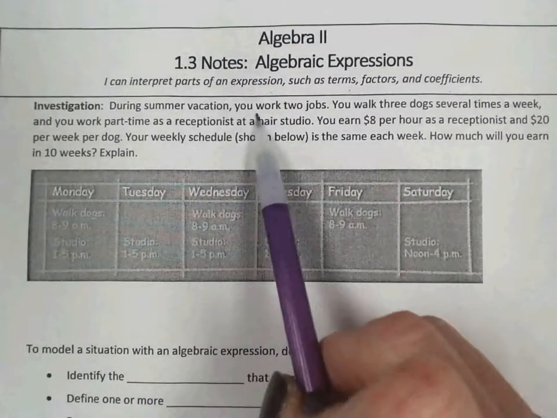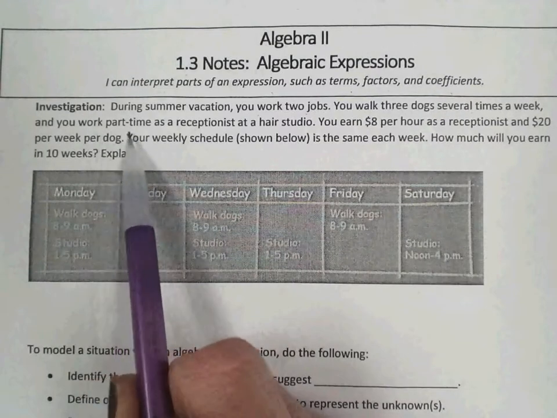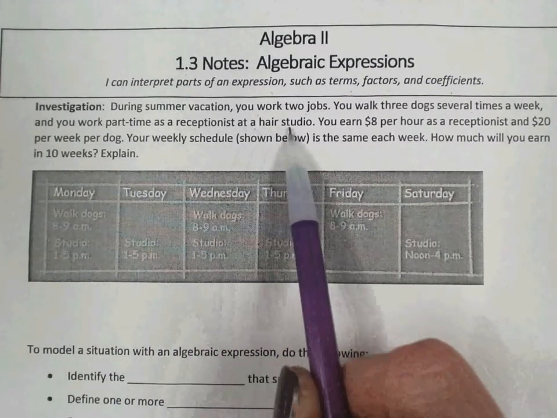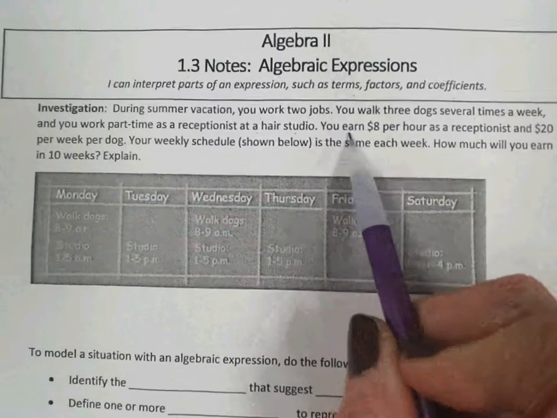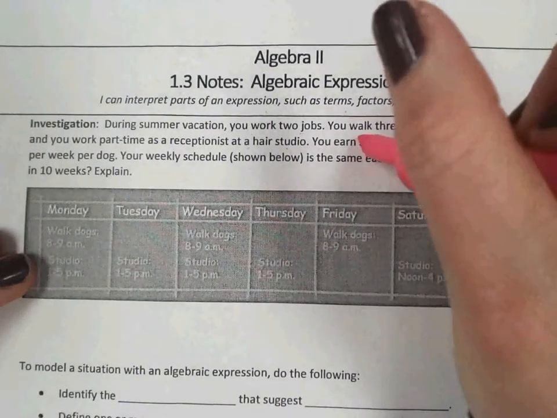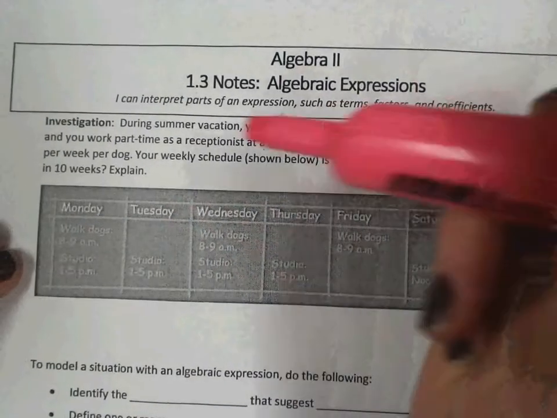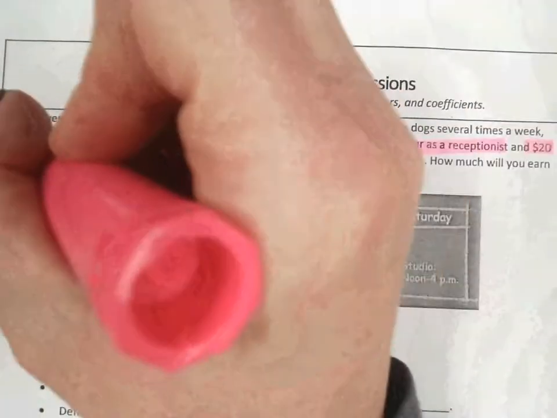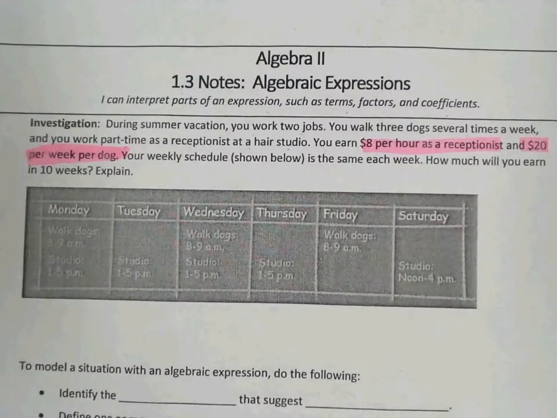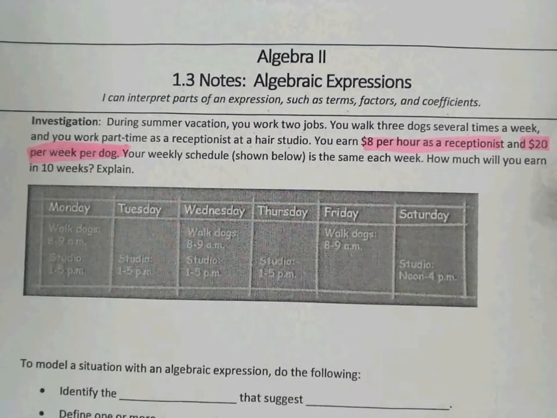During the summer vacation, you work 2 jobs. You walk 3 dogs several times a week, and you work part-time as a receptionist at a hair studio. You earn, let's highlight this, $8 per hour as a receptionist and $20 per week per dog. Your weekly schedule shown below is the same each week. How much will you earn in 10 weeks?